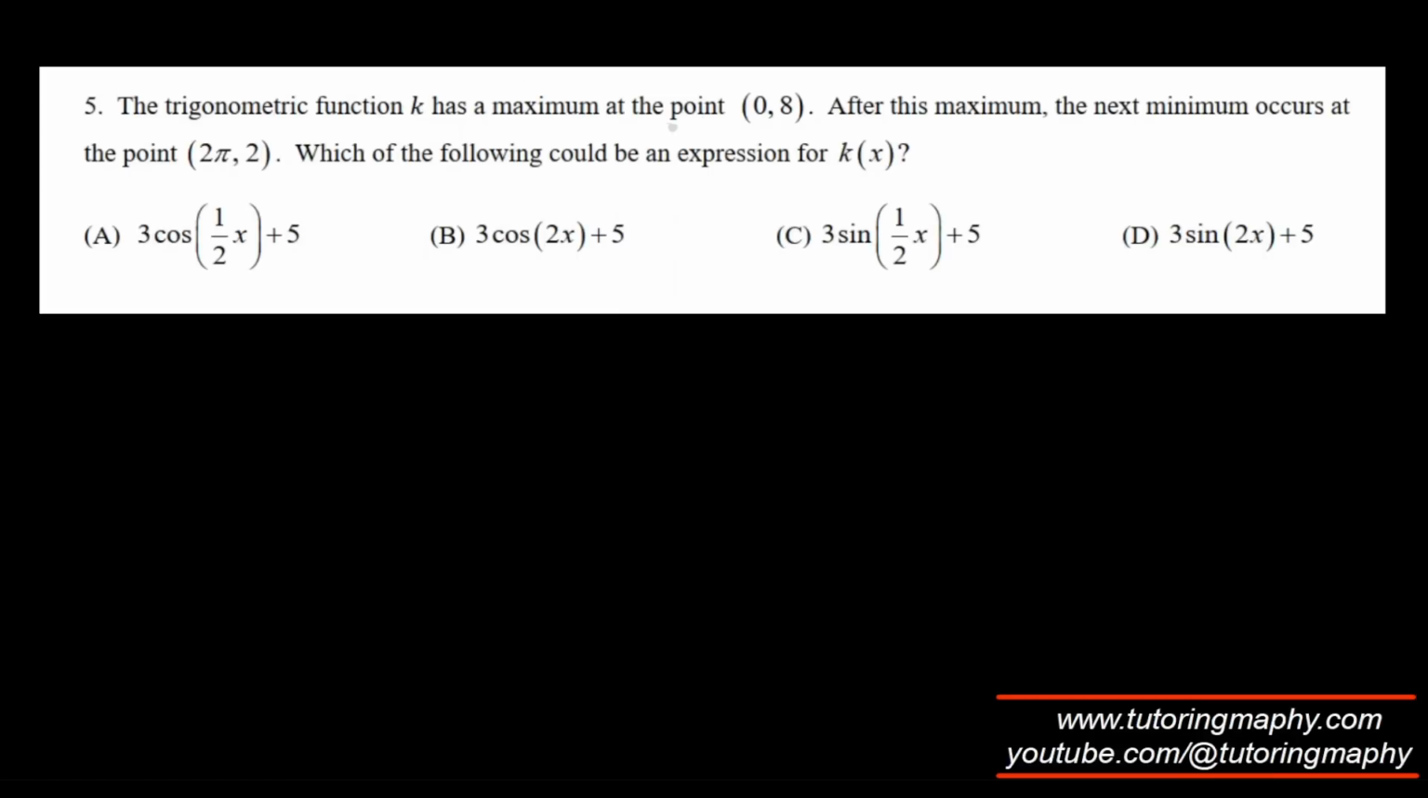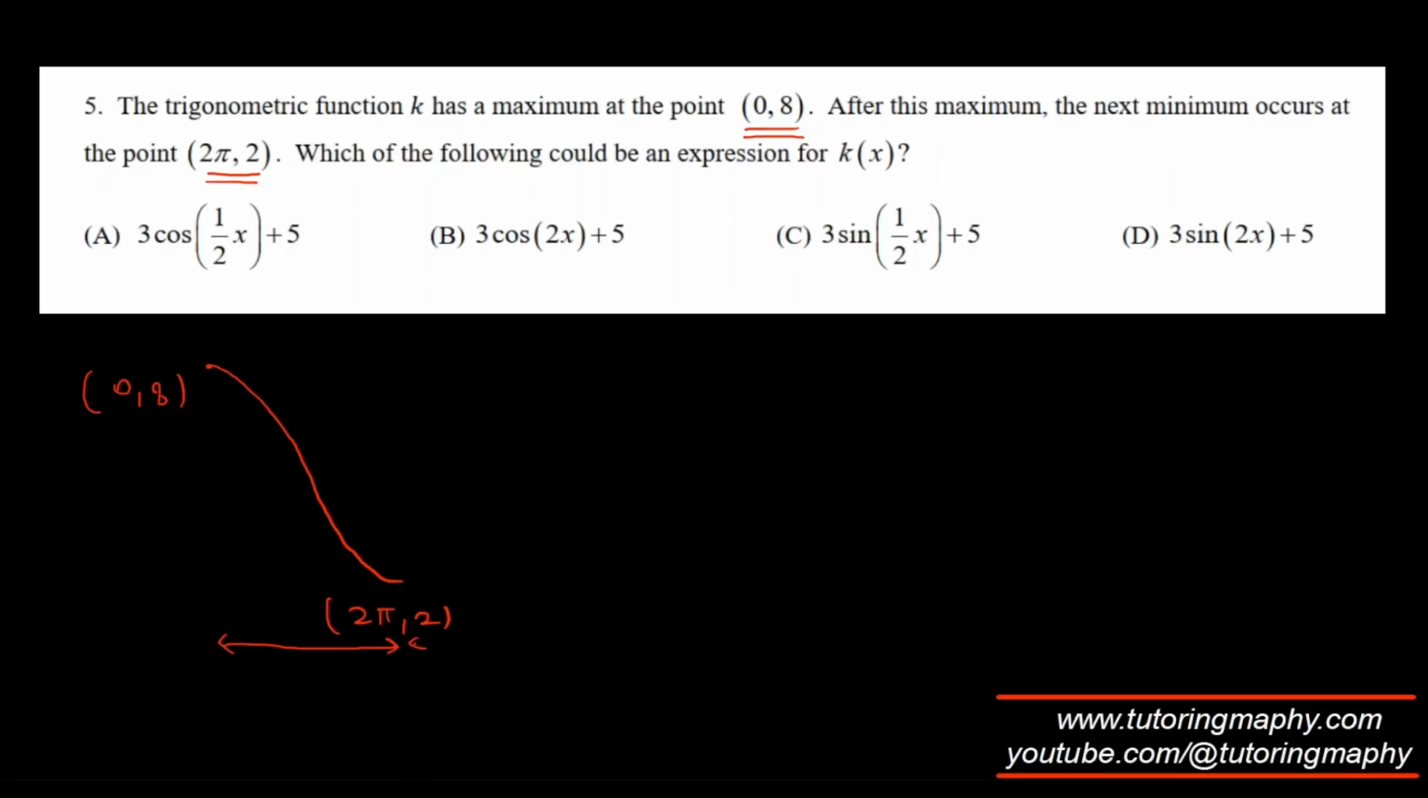A trigonometric function k has a maximum at this point, and after this maximum, the next minimum occurs at this point. So which of the following is the expression? I know that this is the half period, because this is from the maximum going all the way to the minimum. The maximum is (0, 8), and the immediate next minimum is (2π, 2). So this is half period.